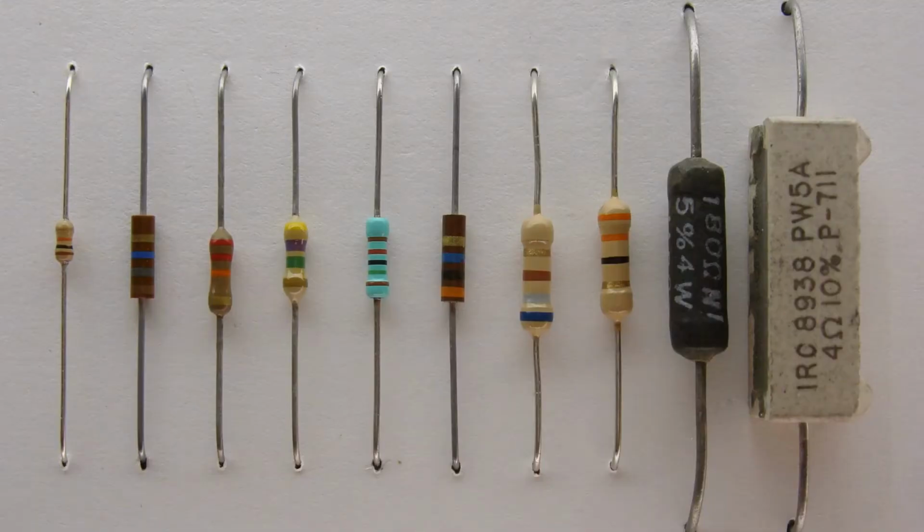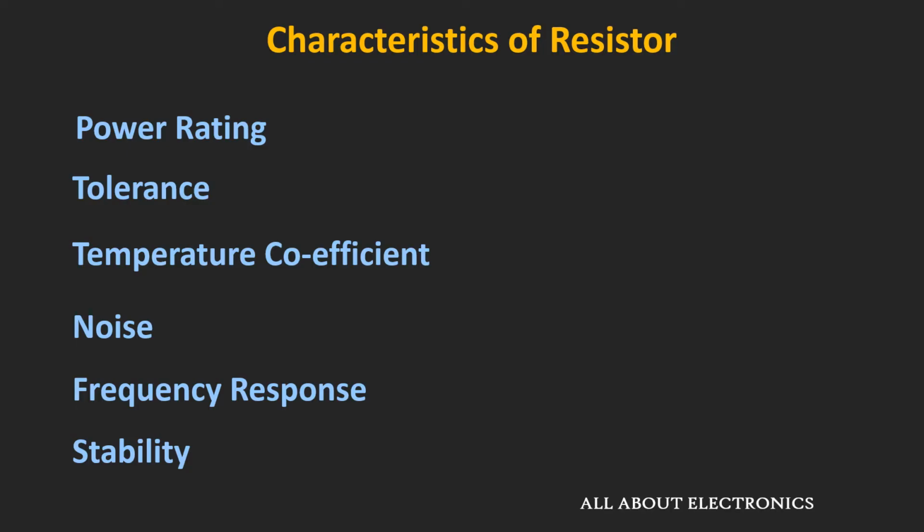Now these resistors are available in various sizes and shapes. But before we see the different types of resistors, let us see the different parameters or characteristics of the resistor which we should consider before selecting a particular resistor for a particular application. So here is the list of different characteristics or parameters of the resistor. Let us see them one by one.